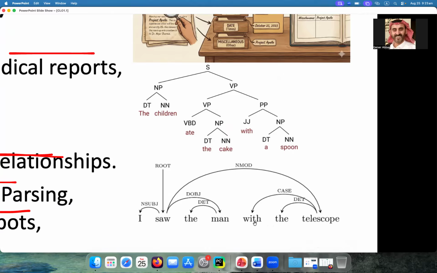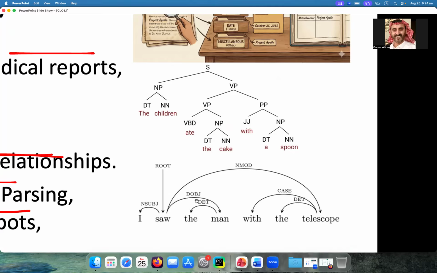So now, with the telescope, I know that this is like a preposition. I saw the man with the telescope. It has two meanings, but leave it. Now, telescope is the main thing. So I'm saying this telescope is a noun modifier, or you can call it an adjunct. Adjunct normally means additional information. And then "the" is the determiner, and this "with" is case. In Urdu, we have case markers, or anyhow, you can call it a preposition. Case has a definition, leave it.